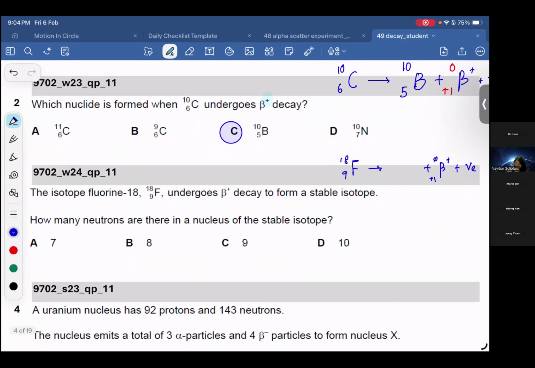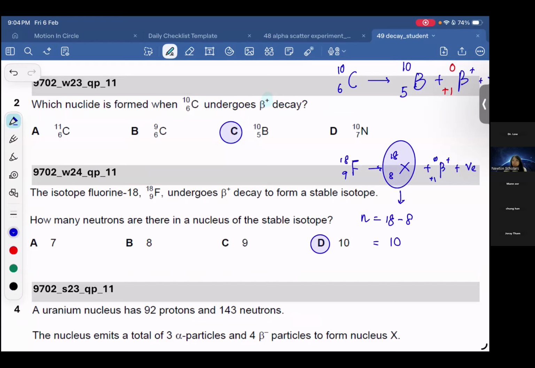Okay, then F here, 18, then this one should be 8. This one is unknown, I just give whatever symbol here. So this is our new product, our daughter product. They're asking about neutrons, so you should use 18 minus 8. Your neutron number is actually 10. Answer should be D.